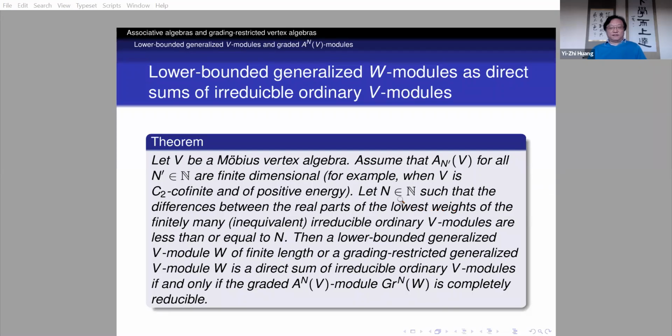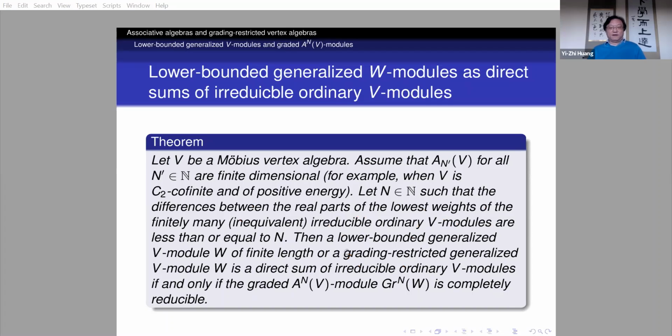We do know that there are a lot of vertex operator algebras that satisfy this condition. And the main thing is that if these algebras are finite dimensional, then we must have only finitely many irreducible ordinary V-modules, because of the bijection between irreducible modules. So we just take these finitely many irreducible modules, and then you take n such that the differences between these are smaller than n.